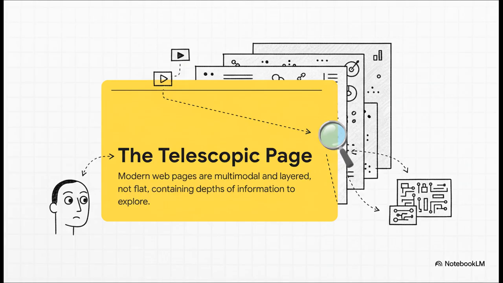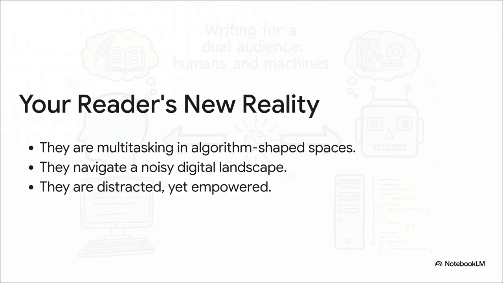A modern web page is layered, right? It's got text, sure, but it also has videos, links, charts, data, all sorts of things. And a curious human and a smart algorithm can kind of zoom in and explore all these different layers. And your human reader? Well, they're trying to navigate this whole telescopic world while juggling a million other things.